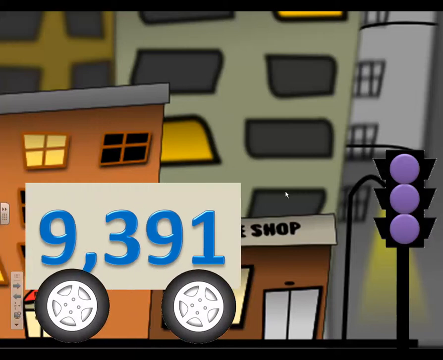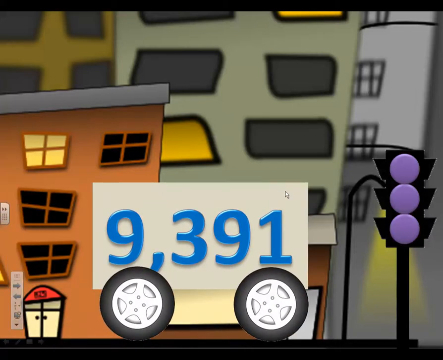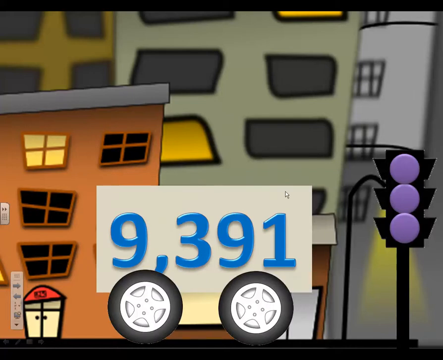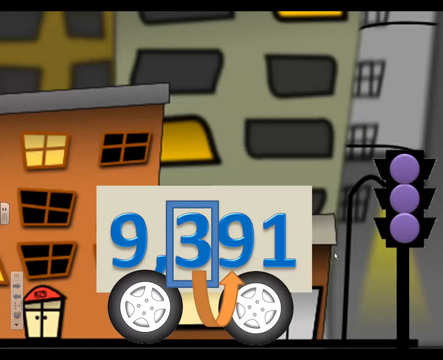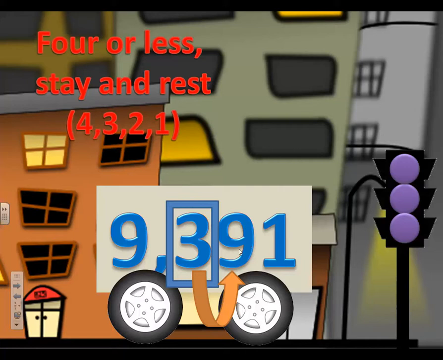Okay, now let's look at another number. We have 9,391. So we're going to stay with the hundreds place. Okay, so we'll mark the space, means draw a box around the hundreds place because we're rounding to the nearest hundred. We're going to look to the right, and now again, if that number to the right, that's kind of like our stoplight, if it is 4 or less, then we're going to stay and rest.